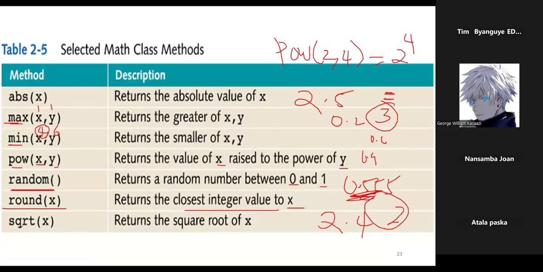And then the one that can be used to perform the square root of a given value is the SQRT, and then give it that value. So the square root of x is what it will compute.